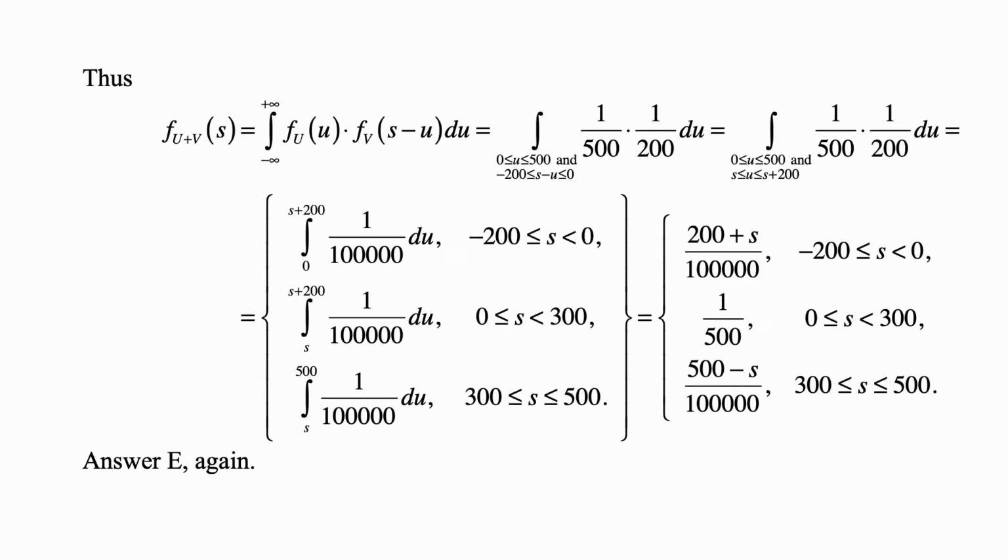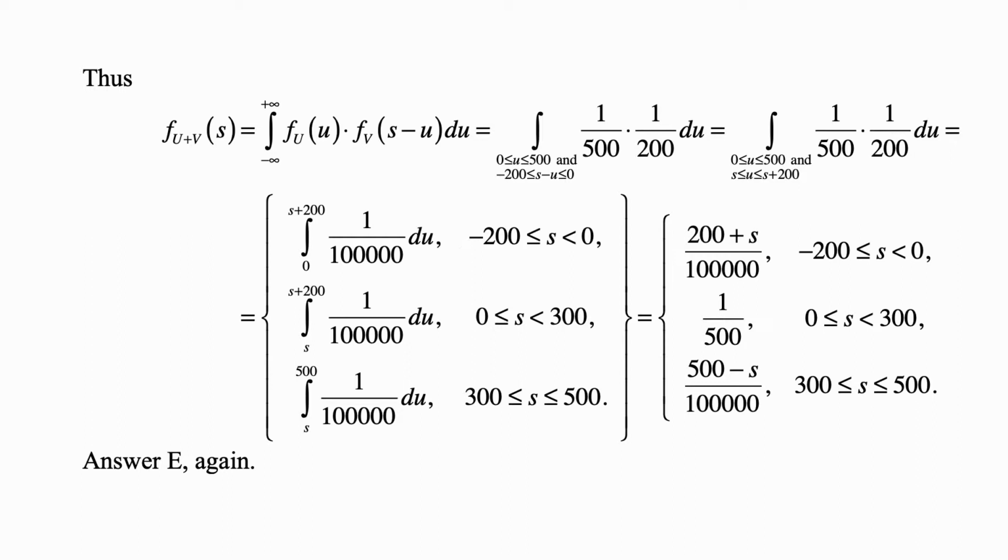So f sub u plus w of s is equal to an integral from minus infinity to plus infinity of f sub u of u times f sub w of s minus u du, and that's the integral for u between 0 and 500 and s minus u between negative 200 and 0. That's where these densities are positive. And the first density is 1 over 500, the second 1 over 200. So we need to figure out that condition. What is the intersection of the interval where u is between 0 and 500 and the interval where u is between s and s plus 200?